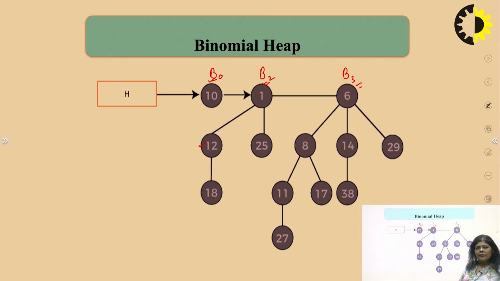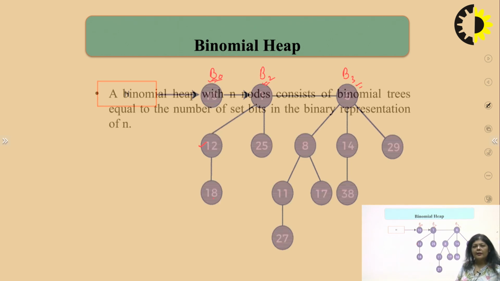The second property of a binomial heap says that with a specific degree, only one binomial tree can be present. Here we can see that for degree 0, only one binomial tree is present. For degree 1, there is no binomial tree, so that's fine. With degree 2, again only one binomial tree is there, and with degree 3, again only a single binomial tree. So the second property is also satisfied here. Therefore, this whole structure is considered a binomial heap.